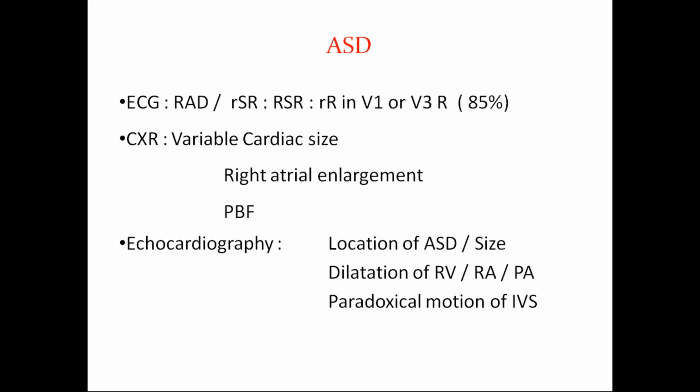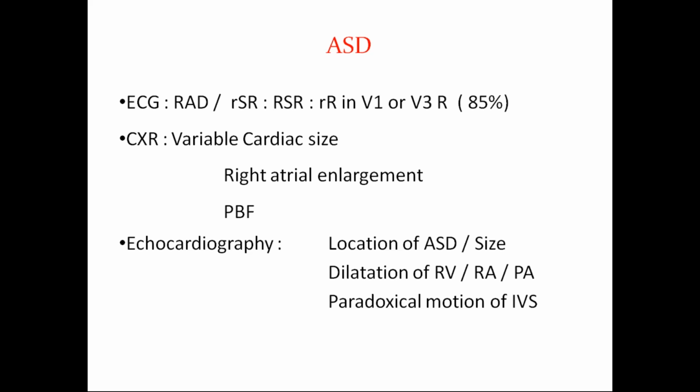In case of an X-ray, you may not find any cardiac enlargement or big heart because there is not much volume overload. So there will not be much cardiac size change, and there will be right atrial enlargement. That is logical because the right heart is getting more blood from the left heart, so it has to accommodate more volume, so there will be right atrial enlargement. And there is increased pulmonary blood flow because more blood is flowing from the right heart, so more blood flows to the pulmonary circulation also.